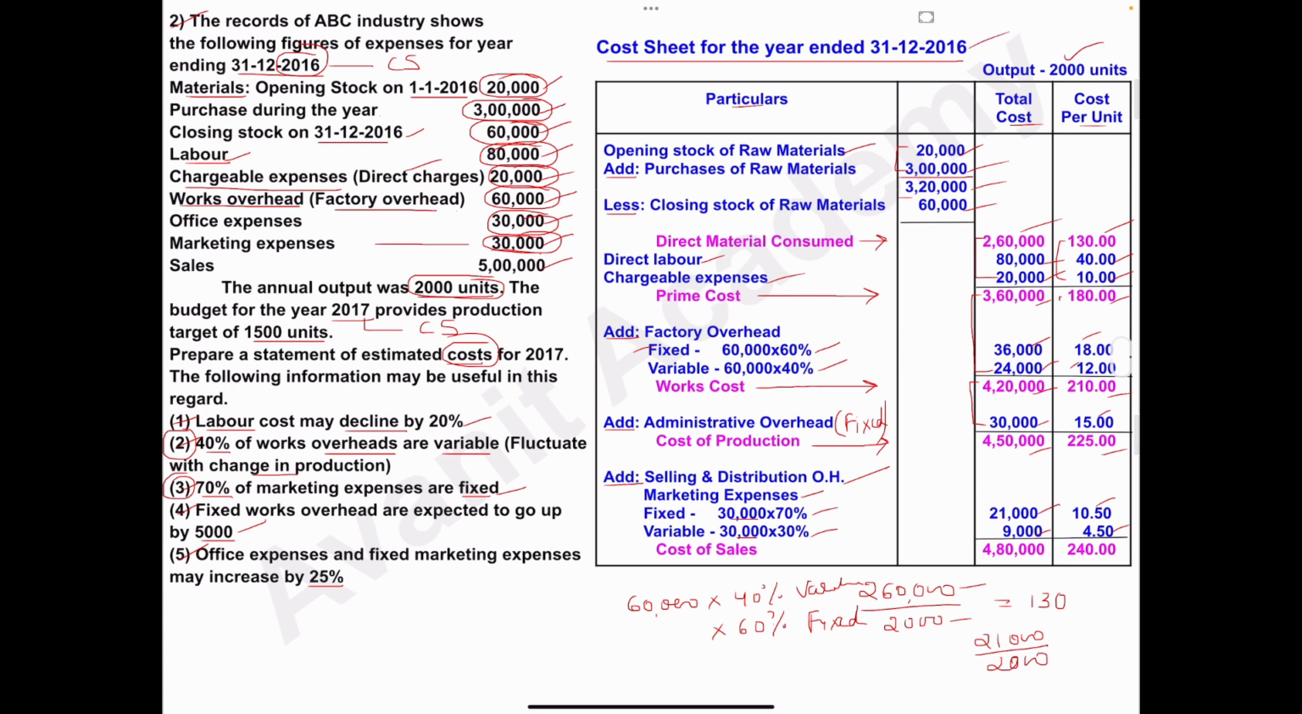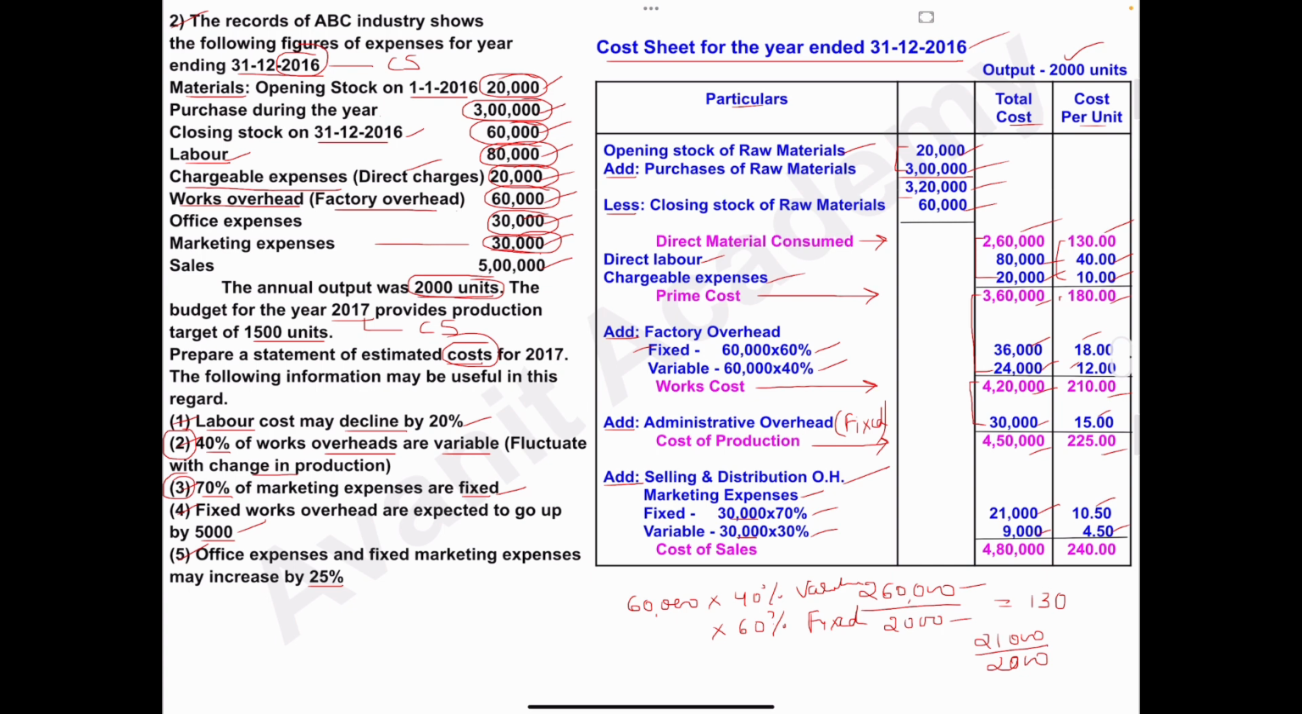Okay, all the items related to the year 2016 are over. Now we have prepared the cost sheet using just the 2016 information. The remaining information and adjustments that are given relate to the 2017 cost sheet. That is the estimated cost sheet for 2017. So all the items for the year 2016 are over.